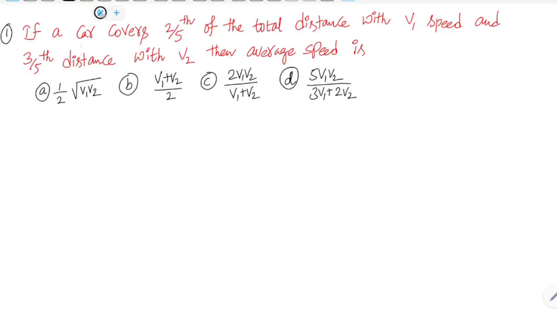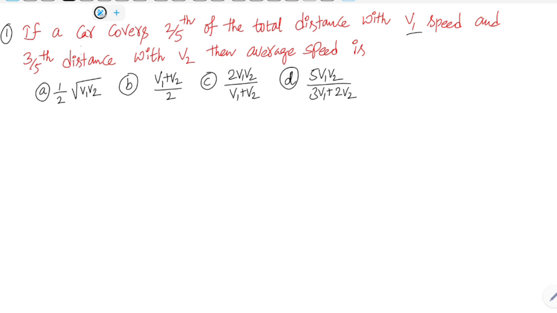If a car covers 2/5 of the total distance with v1 speed and 3/5 of the distance with v2 speed, then average speed is. If you get this type of problems, I'll tell you a generalized procedure in order to solve this type of problems so that even though the values are changed, you can easily answer the question. So we need to use the basic formula to find the average speed here.